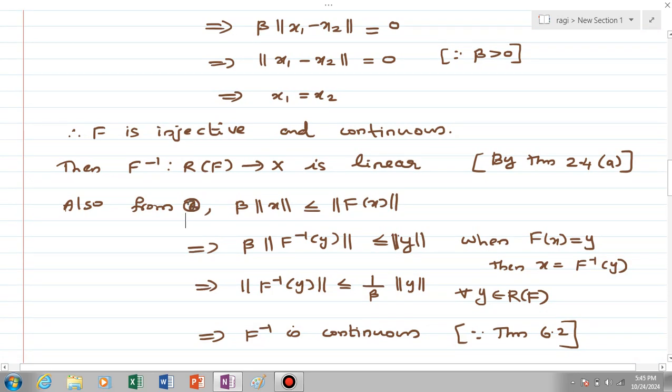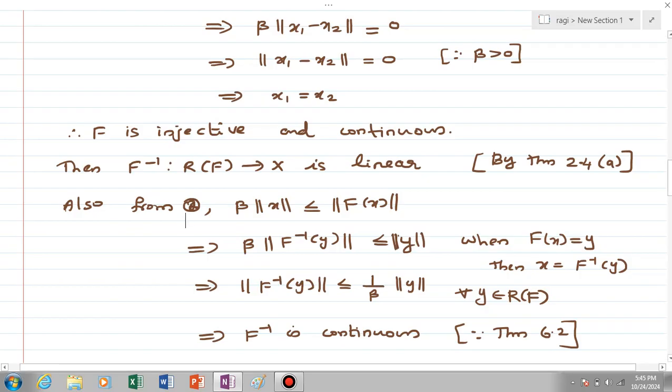Also from equation 2 we have beta into norm x is less than or equal to norm f of x. So substitute f of x equal to small y and x equal to f inverse of small y. We can say that beta into norm f inverse of y is less than or equal to norm y. So we get norm of f inverse of y is less than or equal to 1 by beta into norm y. This is true for every y element of the range of f, and taking 1 by beta as a constant, we can say by theorem 6.2 that f inverse is also continuous.